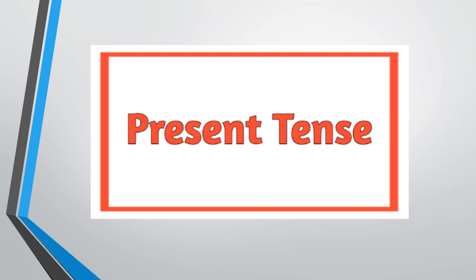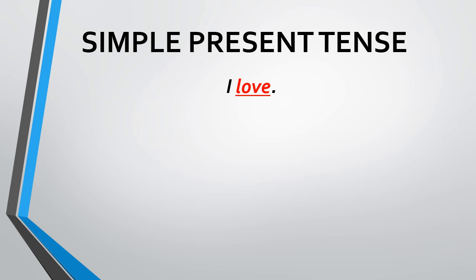So the first tense we are seeing today is the present tense. Under that we have four subtenses. The first one is simple present tense and the sentence is I love. I is the subject, love is the verb, and the verbs are in red and they have been underlined in my sentences.